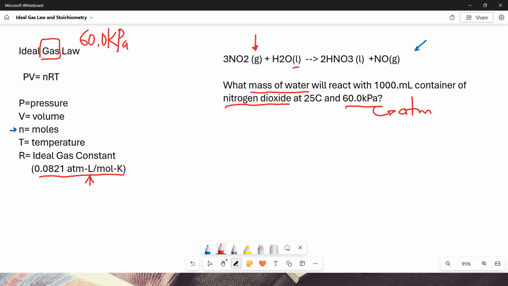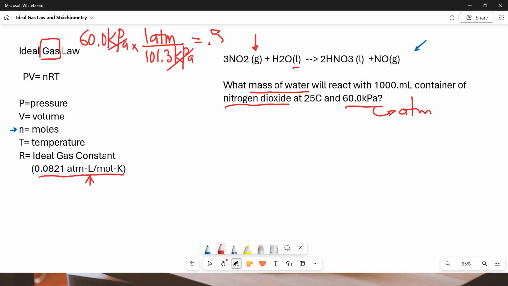That means I'm going to take the relationship of kilopascals to atmospheres at STP, standard temperature and pressure, and it is 101.3 kilopascals for 1 atmosphere. You can see the way I set it up, the kilopascals divide out, and that means our starting pressure is 0.592 atmospheres. Another thing when looking at this, notice our temperature, and this is true for all gas laws, it needs to be in Kelvin.